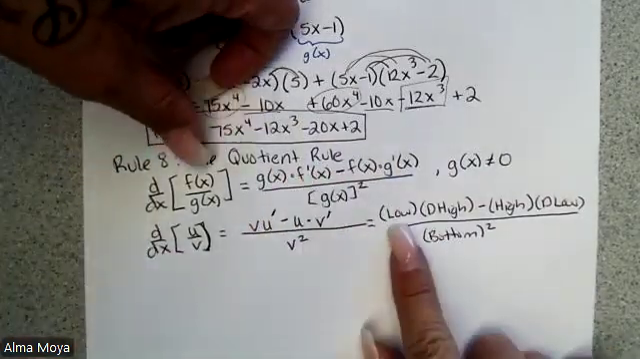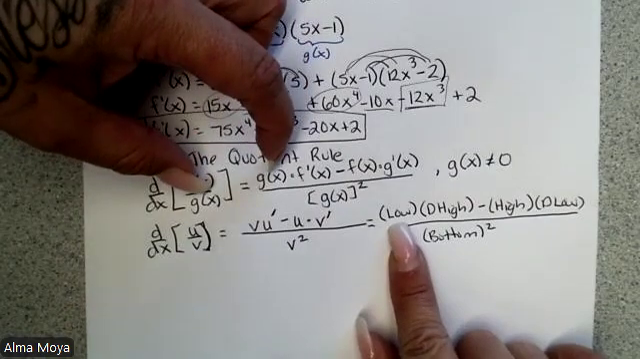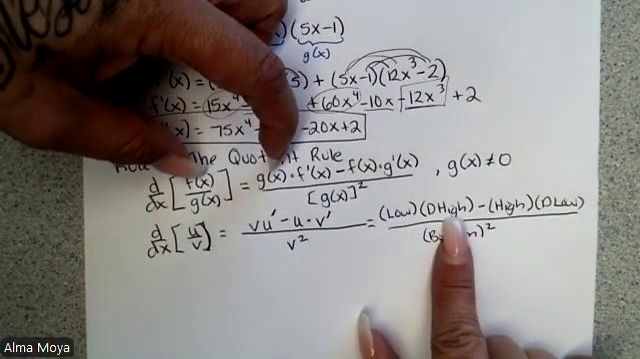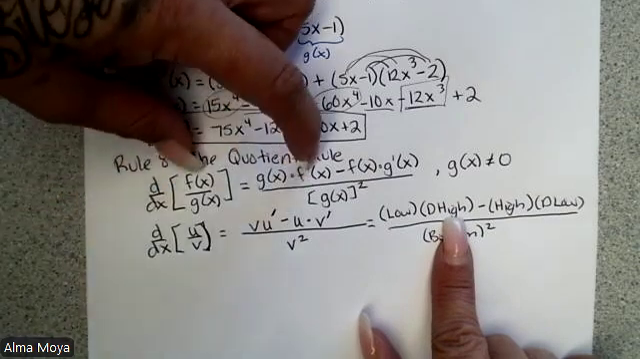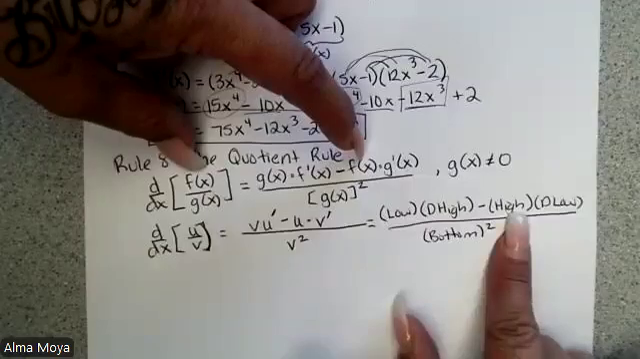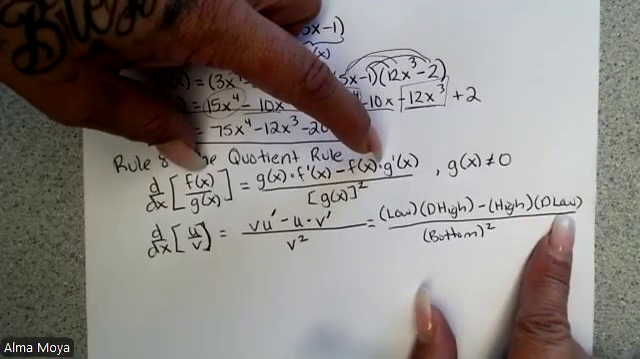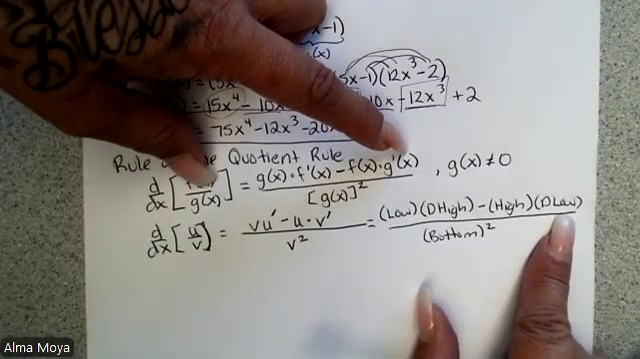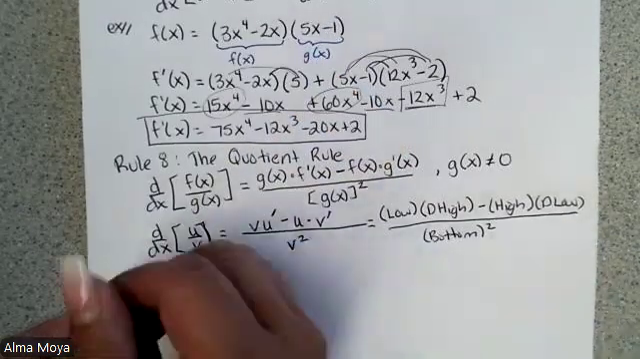That's the same here. Look, the low is the g of x. D high is the derivative of the upper, and that's what gives me the f prime. Minus high, you just write f of x because that's the high term, times d low, the derivative of the lower term, which is g prime of x.